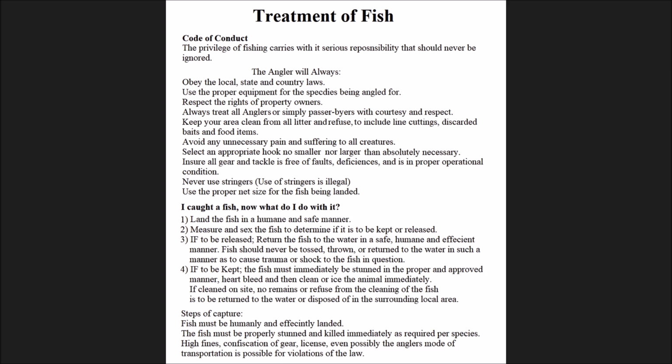I caught a fish. Now what do I do with it? First, you must land the fish in a humane, expedient, and safe manner. You measure and sex the fish to determine if it is to be kept or released. If to be released, you return the fish to the water in a safe, humane, and efficient manner. Fish should never be tossed, thrown, or returned to the water in such a manner as to cause trauma or shock to the fish in question.